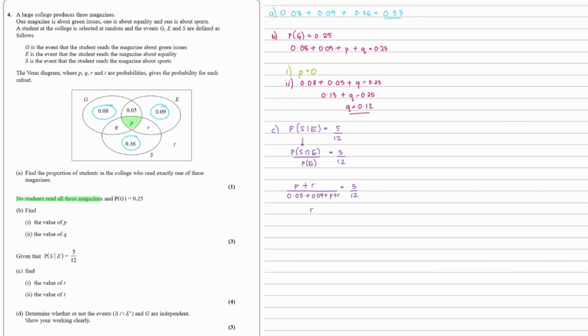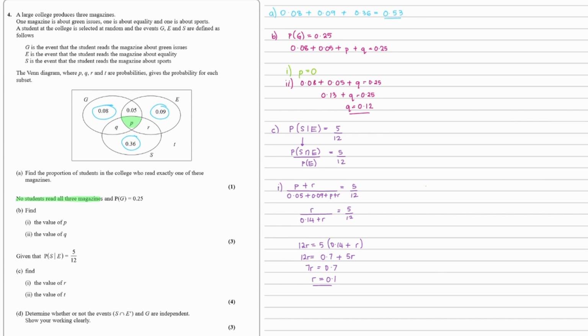We already know that P is equal to 0, therefore for the numerator we can just write this as R, and in the denominator we can simplify this as 0.14 plus R, and this is equal to 5 over 12. If we cross multiply this to make it linear, we can write this as 12R is equal to 5 multiplied by 0.14 plus R, and if we expand the brackets, that would be 12R is equal to 0.7 plus 5R, and if we minus 5R on both sides, this will be 7R is equal to 0.7, and if we divide both sides by 7, that means R is equal to 0.1.